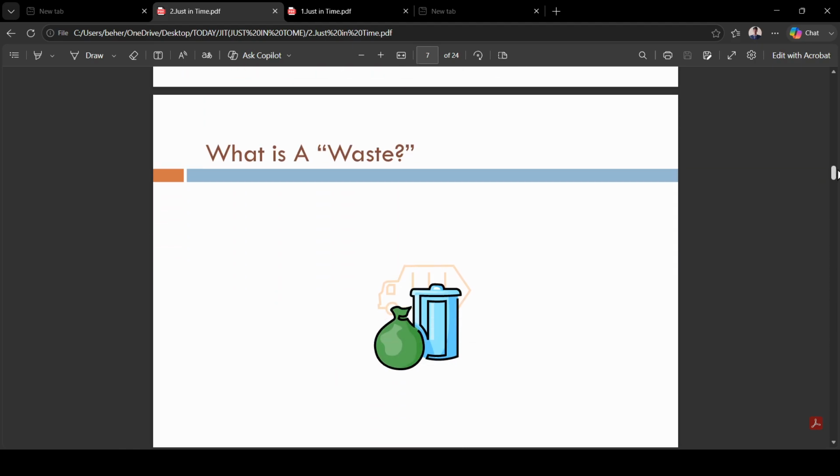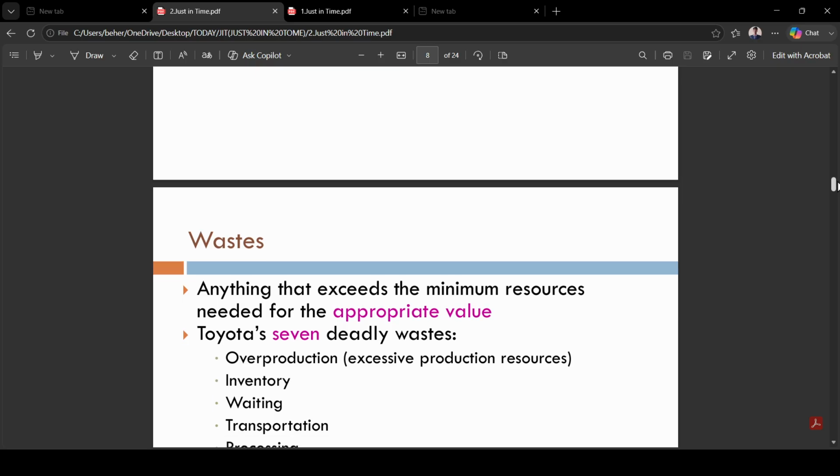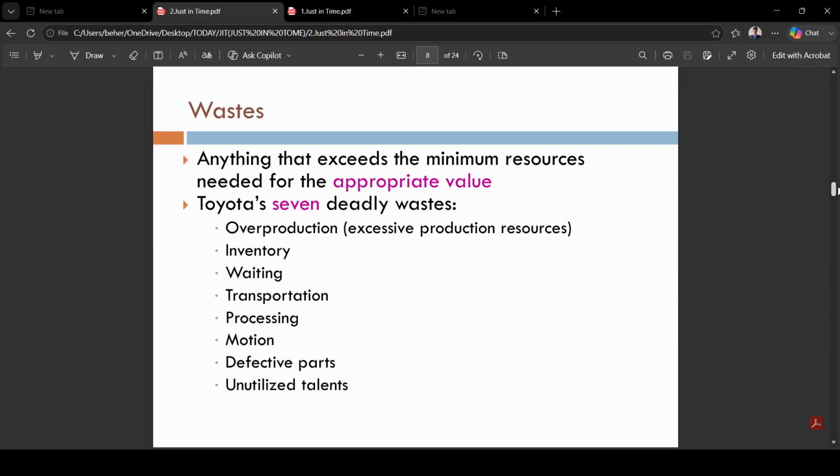And what is waste? Anything that exceeds the minimum resource needed for the appropriate value is called waste. In total, there are seven deadly wastes: overproduction, excess inventory, waiting, transportation, processing, motion, defective parts, and unutilized talent.